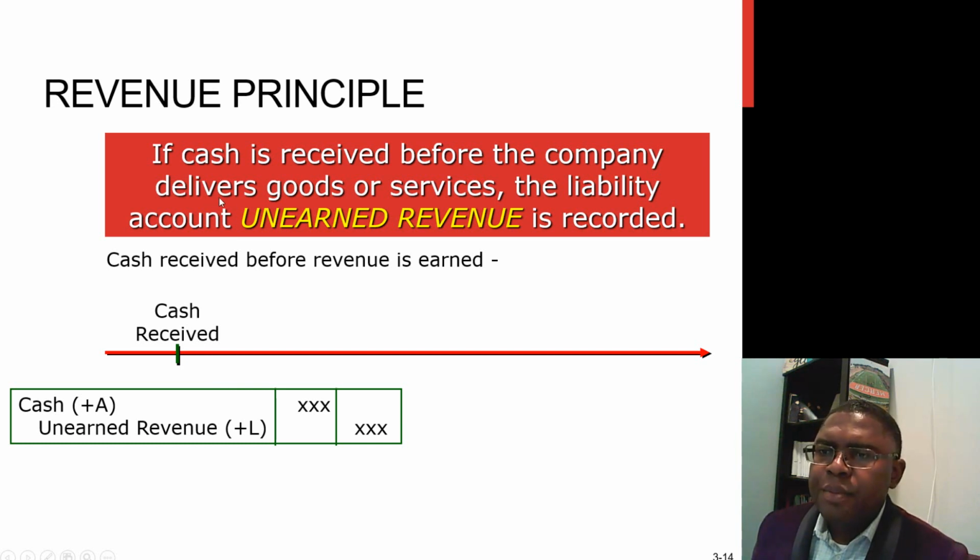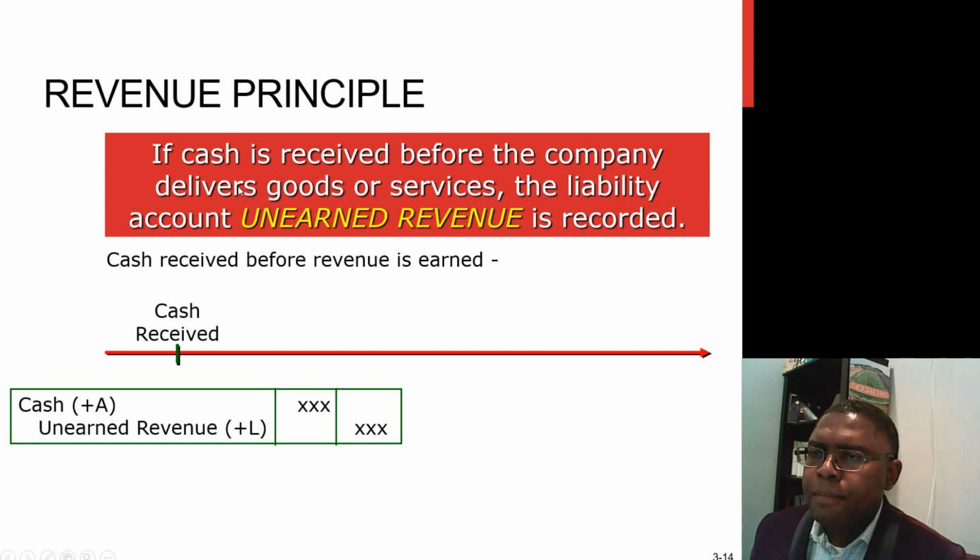The revenue principle. We are going to look at certain types of transactions. So first we'll look at it on a more generic basis. Then we'll look at a series of examples, how we are going to recognize revenue and expenses, and how we are going to journalize those transactions, and then we post them to the general ledger.